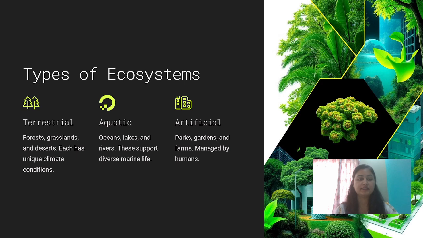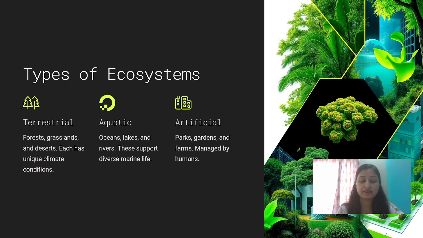So next is the types of ecosystem. There are three main types of ecosystem: terrestrial, aquatic, and artificial. The terrestrial ecosystems are the land-based ecosystems, such as forest, grassland, and desert. They have unique climatic conditions and support distinct areas of life.